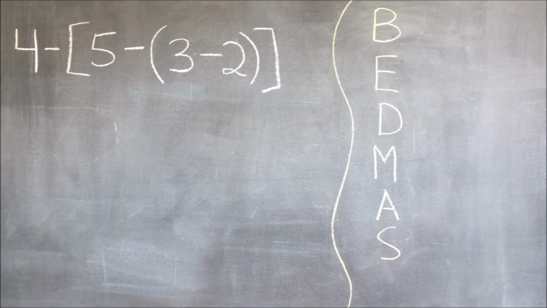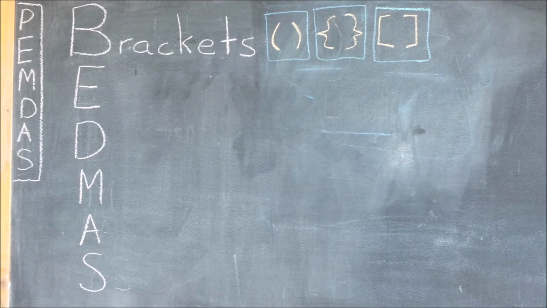Next up, we have another example that uses BEDMAS. But before we begin, we need to learn about some types of brackets. Here are 3 types of brackets. The first one is round brackets. The second one, braces or curly brackets. The third one is square brackets or box brackets.